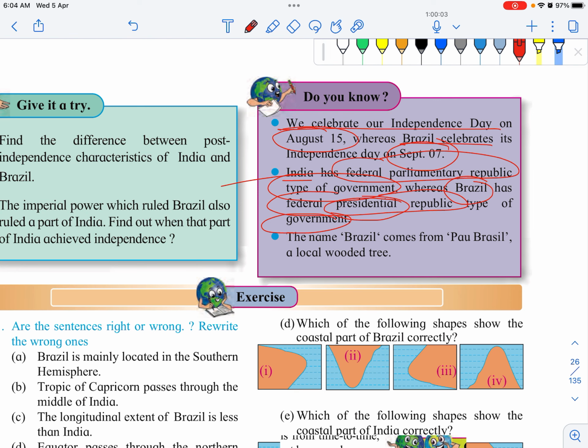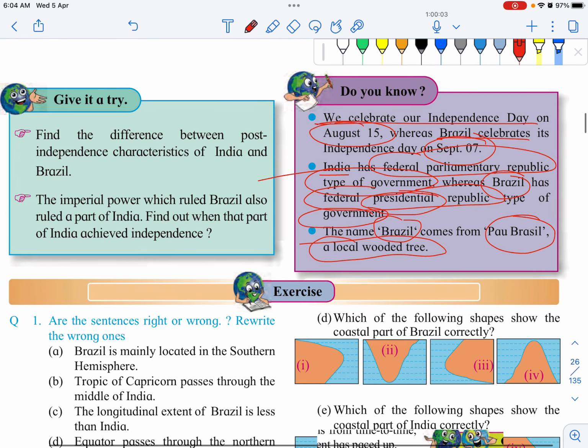Republic of India, Federative Republic of Brazil. These concepts we have seen in the last lesson. The name of Brazil comes from Pau Brazil, a local wooden tree, and the name of India came from the River Indus. These things you have to remember.